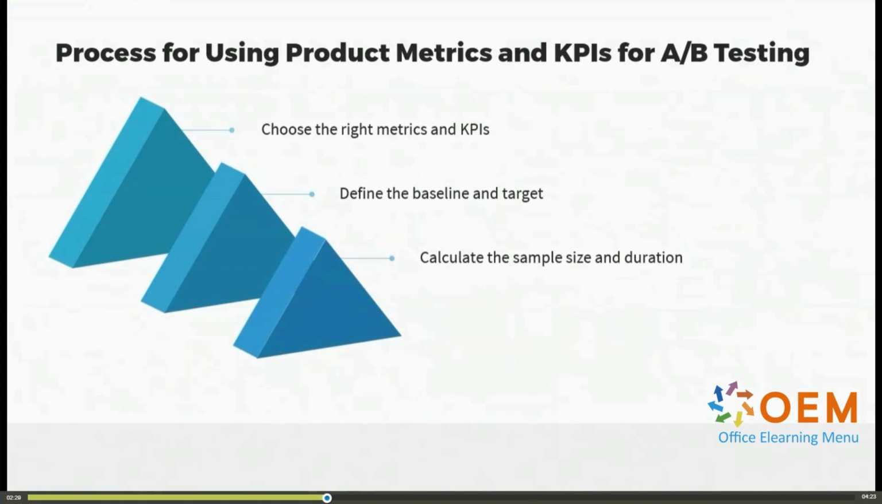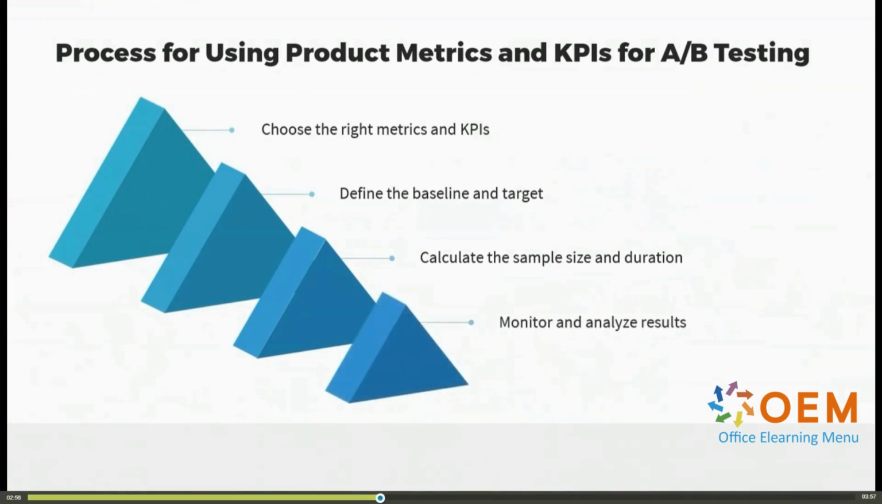Now, calculate your sample size and duration. The sample size is the number of users or events to include in each group of the test in order to detect a statistically significant difference between them. The duration is the time needed to run the test to collect enough data. You can use online calculators or formulas to help you with the statistics part of this to help estimate your sample size and duration.